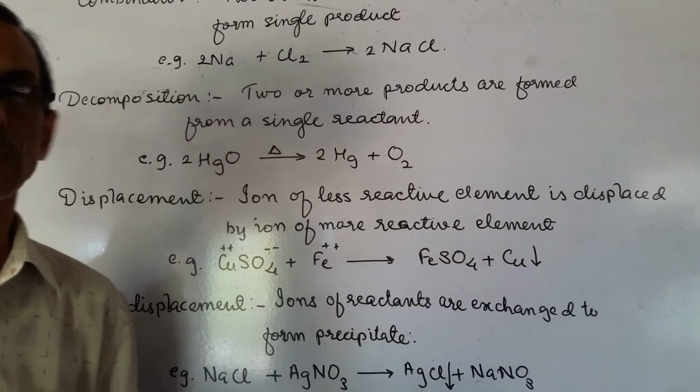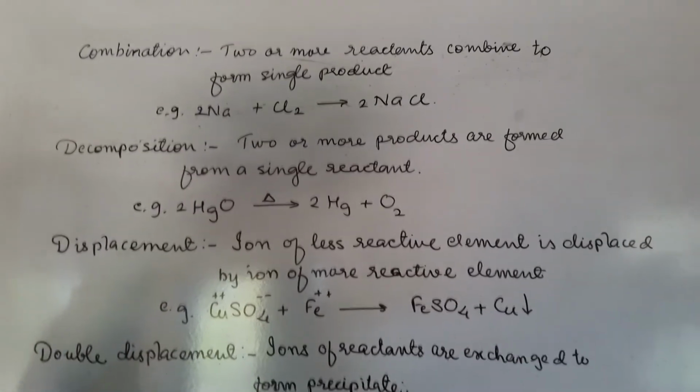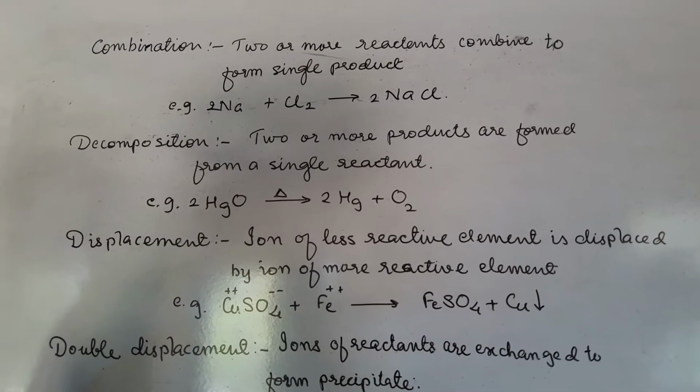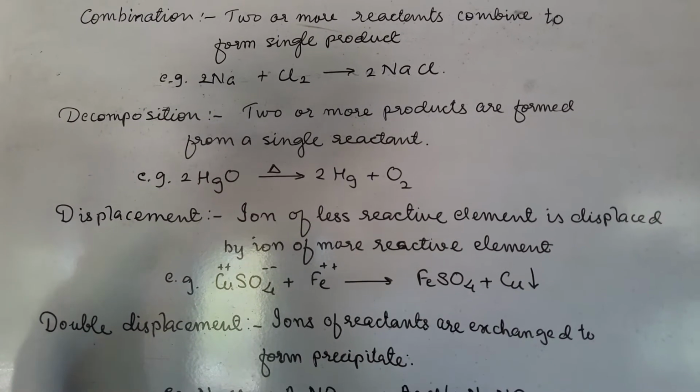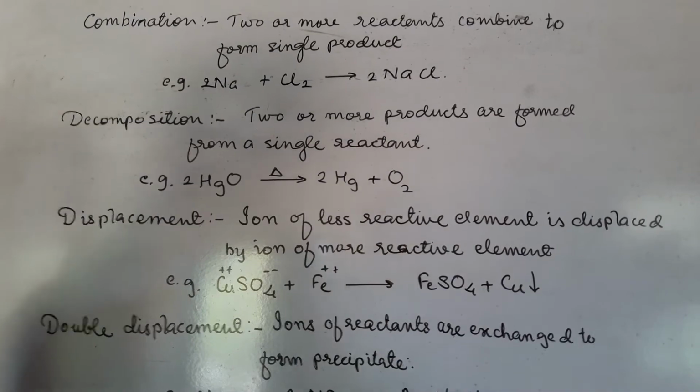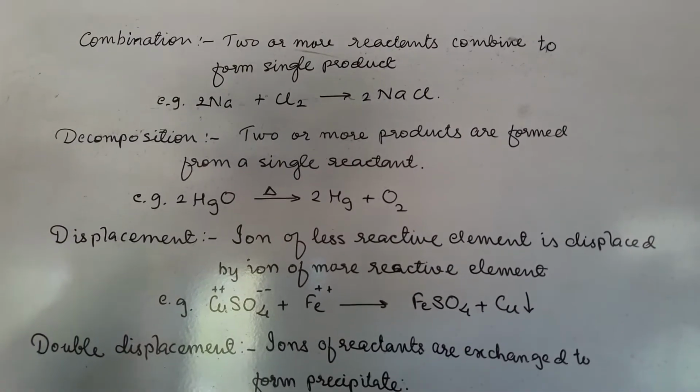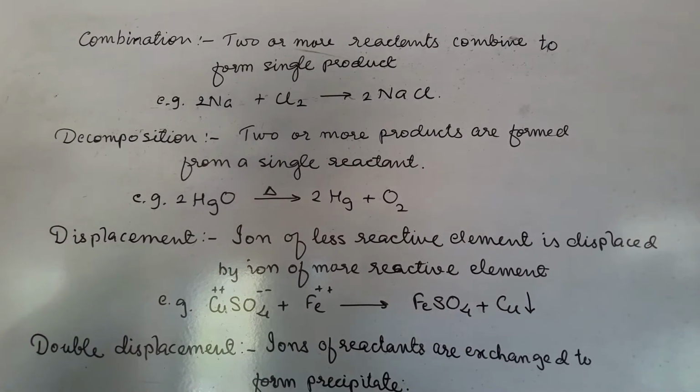Last time in Science first, the third chapter, Chemical Reactions and Equations, we saw the four types of chemical reactions. Let's recap what we have studied before we go to the next point. First, we have seen the combination.